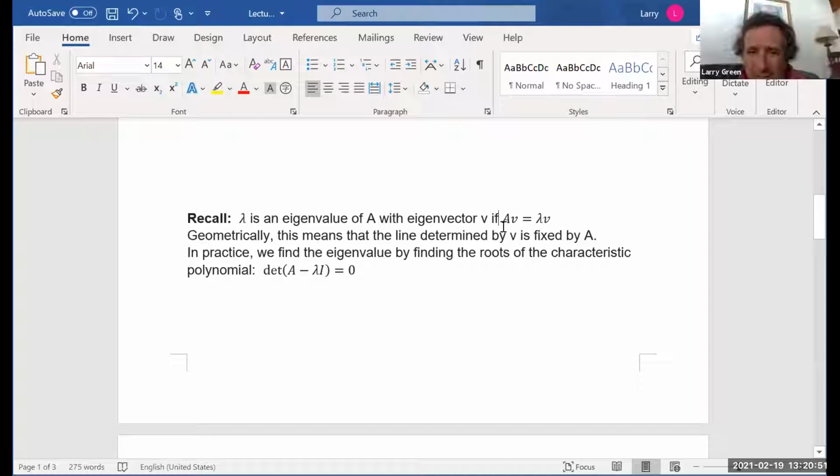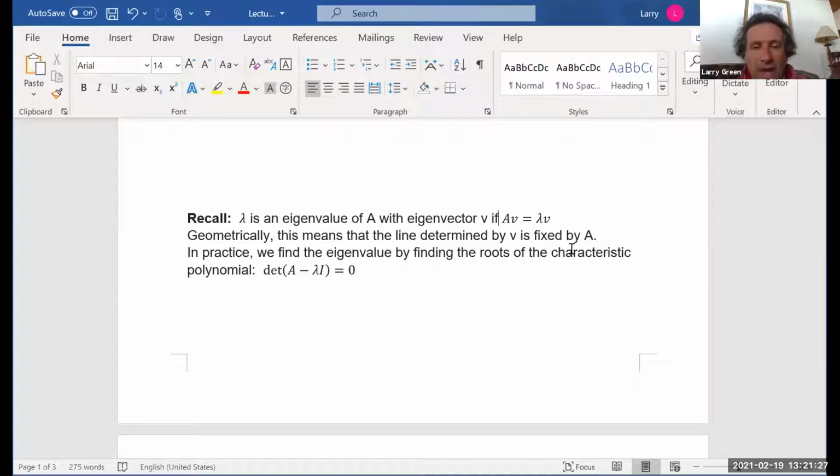Right. So now let's look at this Av equals lambda v. Well, what we're doing is multiplying y and x by the same number. Because remember, v is x comma y. If you multiply both x and y by a constant, you haven't changed the line at all. Do you agree? So what this means is that the line that v lies in, or is determined by v, is a fixed line. The line doesn't change. Any questions on that?